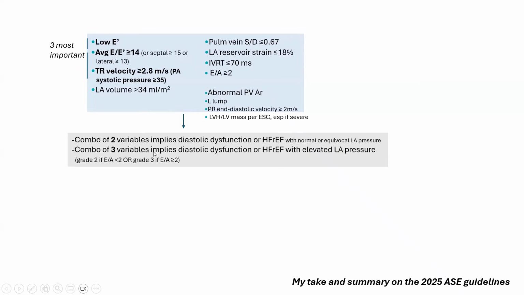And within that elevated LA pressure, we further subdivide it into grade 2 diastolic dysfunction if E to A ratio is less than 2, or grade 3 diastolic dysfunction, high LA pressure, if E to A ratio is 2 or more.